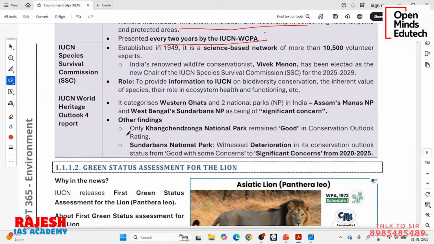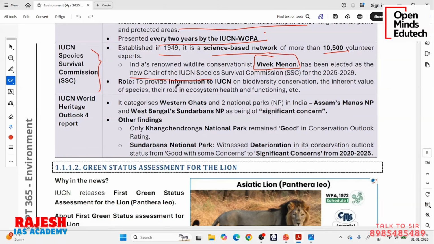Next, IUCN Species Survival Commission. As I told you, the next body is the IUCN Species Survival Commission. Established in 1949, it is a science-based network of more than 10,500 volunteer experts. And an Indian called Vivek Menon has become the new chairman of this commission. That is why it is in news.